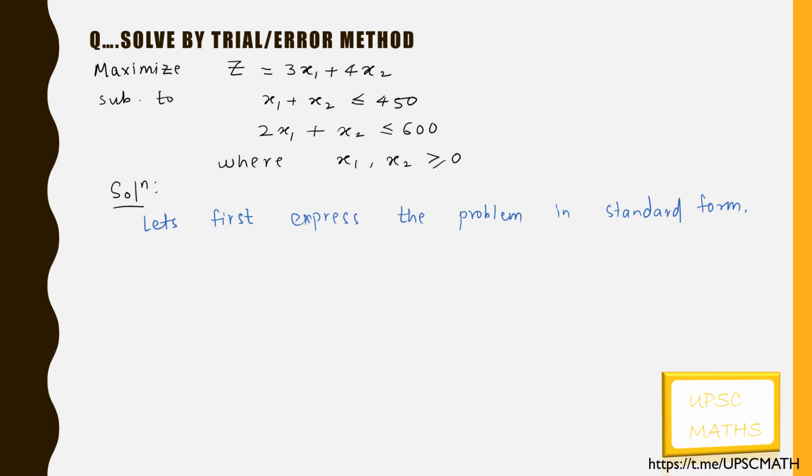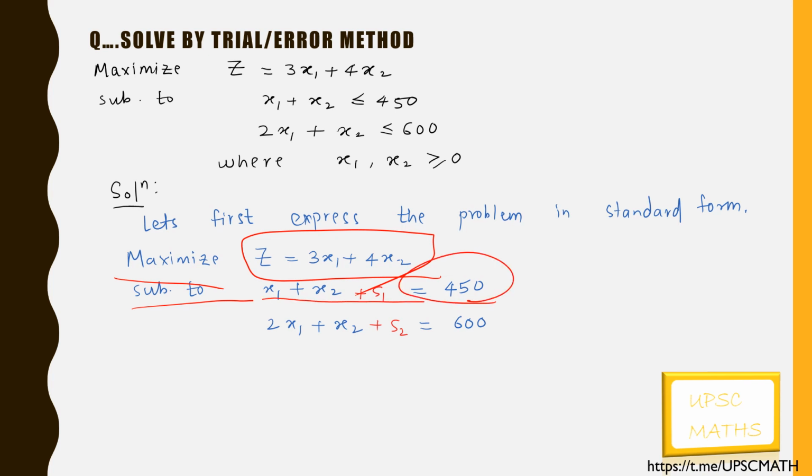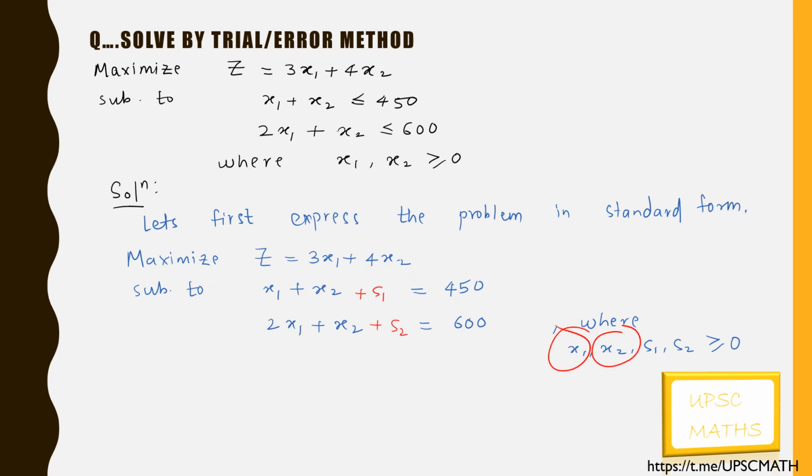So we have to express the given problem in standard form. Since both the constraints are less than equal to type, we have to add slack variable to the left hand side of each constraint. So we get maximize z is equal to 3x1 plus 4x2 subject to constraints x1 plus x2 plus s1 equal to 450, 2x1 plus x2 plus s2 equal to 600, where x1, x2, s1, s2 all are greater than equal to 0.